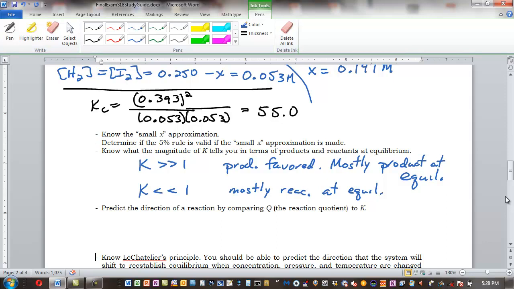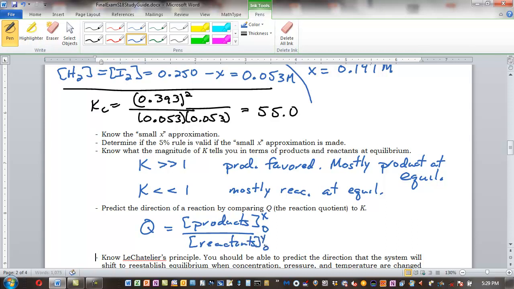All right, next thing, reaction quotient. You saw this a few times throughout these equilibrium chapters. All right, so calculating Q is actually fairly easy. It's set up the same way as K. Okay, so it's products over reactants raised to the power of the coefficients. But what does that little subscript 0 mean? Means the initial.